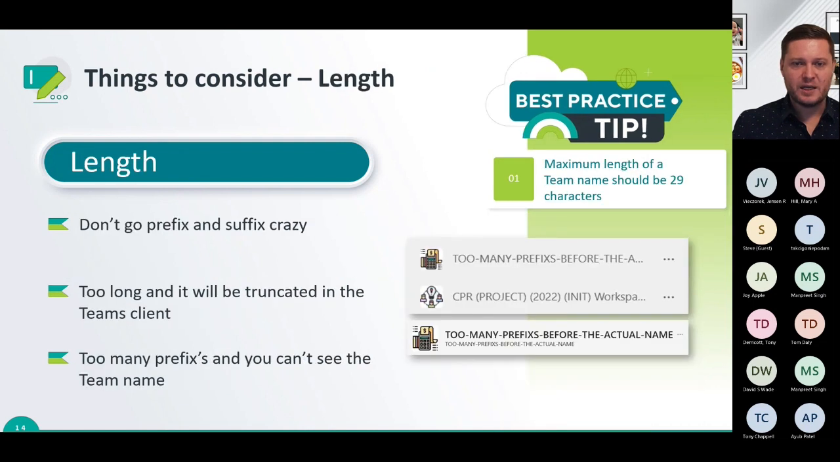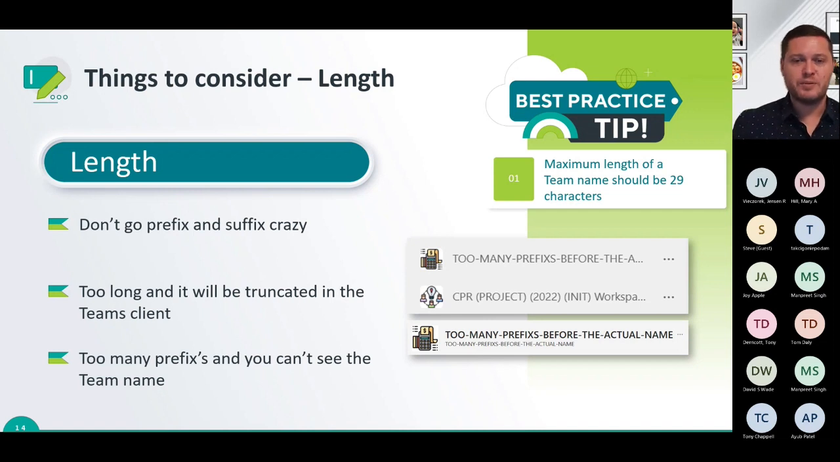And the last thing to talk about is around length. And I think someone asked this, so great question, Joy. How many characters do you want to have in your team name? Now, we've actually conducted significant scientific research on this matter. Turns out the answer is 29, right?